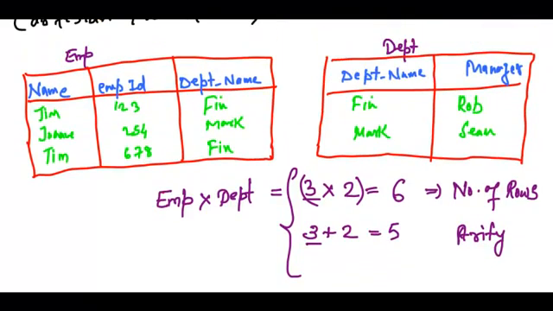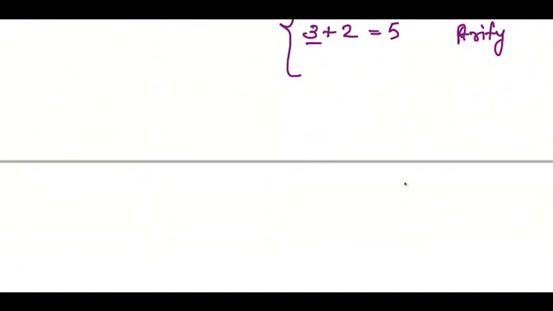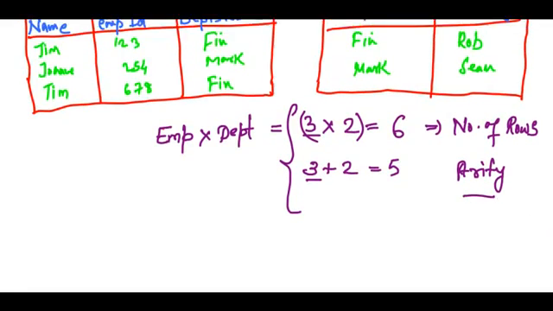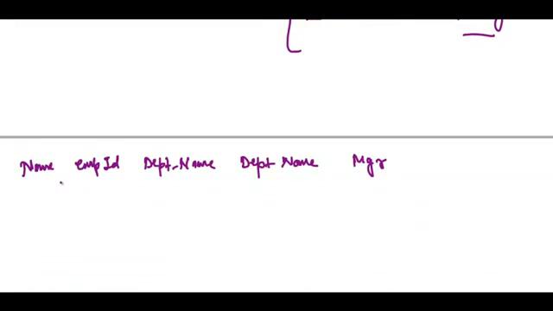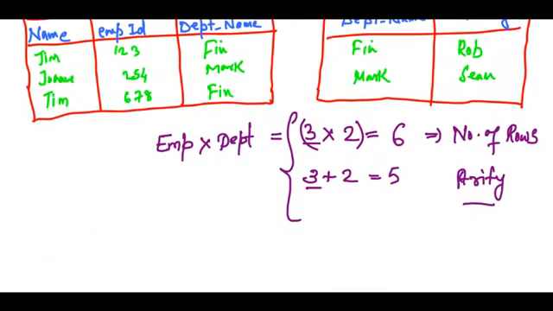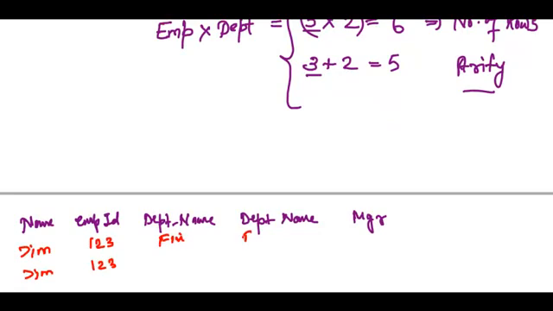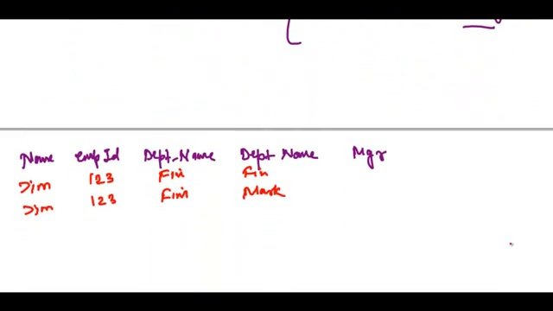Okay, so let's see what we have in our result. Our result would have 5 columns: name, employee ID, department name, one more department name, and manager. And we would have rows as Jim 1, 2, 3, Jim 1, 2, 3, with finance and marketing, Rob and Sean.